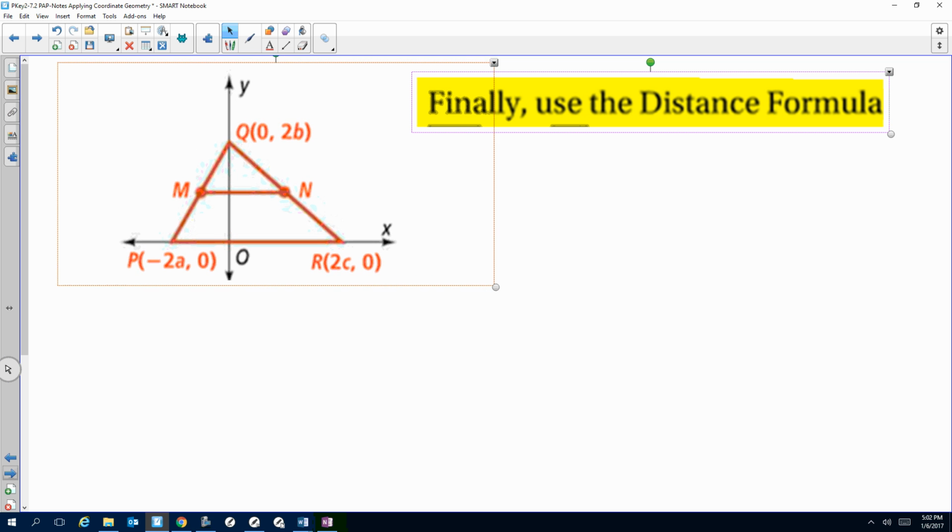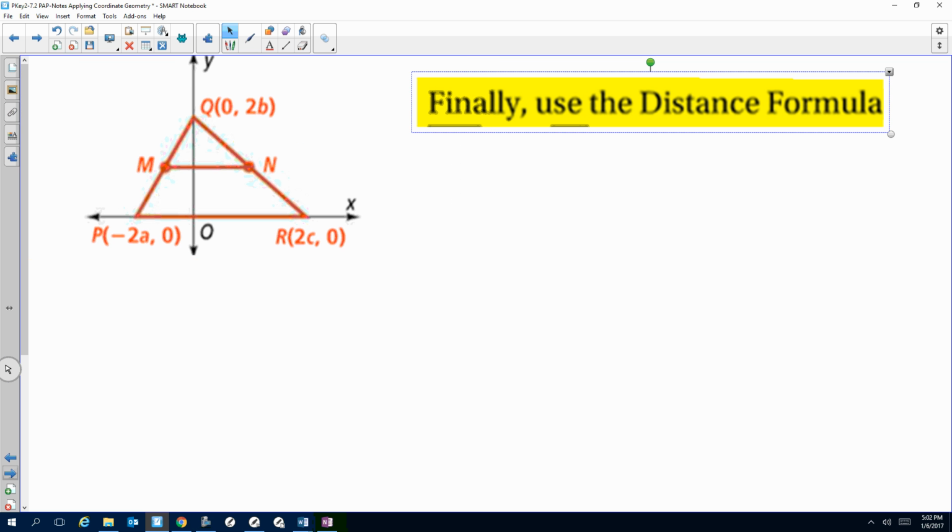Make this a little bigger. So what we had before, we had the coordinates of M, which were negative a and b. And we had the coordinates of N, which were c and b. And we knew the slope of MN was parallel to the slope of PR. So the last thing we have to do now is look at their distance. So we're going to use the distance formula.